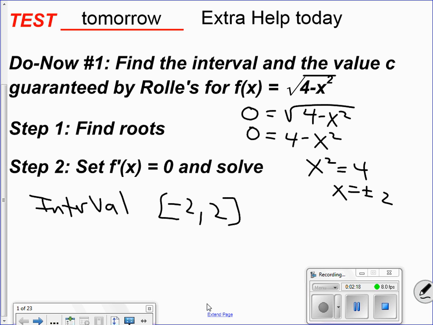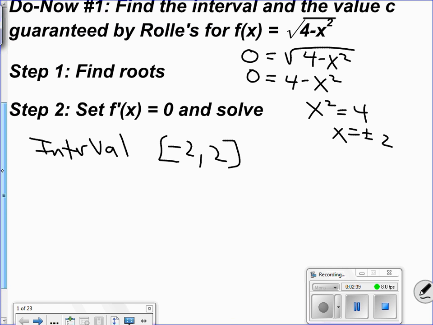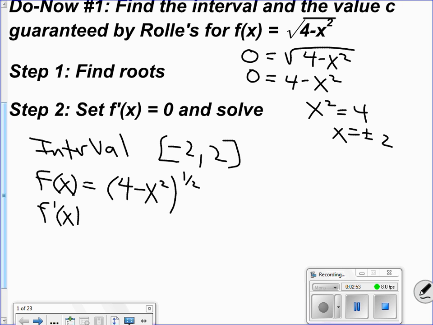Now we want to find out where between x equals negative 2 and x equals 2, the derivative is 0. So the next thing we want to do, we want to get the derivative and set it equal to 0. So we have to take the derivative of that function. Okay, so our function f of x, and this time I will, Jillian, write that as 4 minus x squared to the half. That's fine. Now we can go ahead and get the derivative.